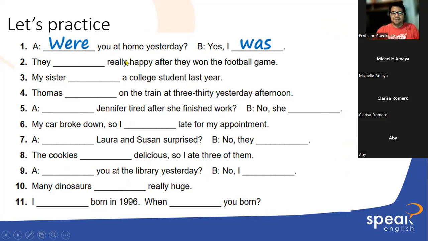Okay, let's practice. Here, we need to say either was, wasn't, were, or weren't. Okay, let's take a look at the first example there. It says, were you at home yesterday? And the answer is, yes, I was. Okay, now we're doing short answers. So you can say, yes, I was, or no, I wasn't.